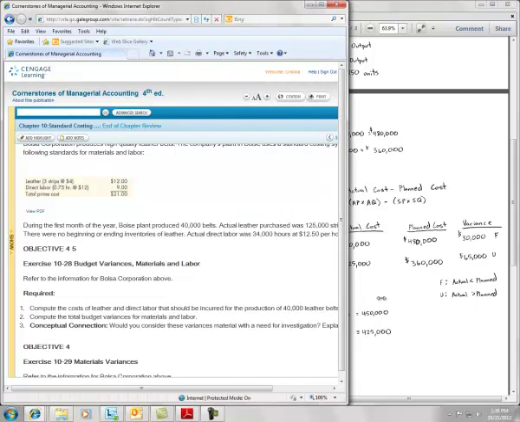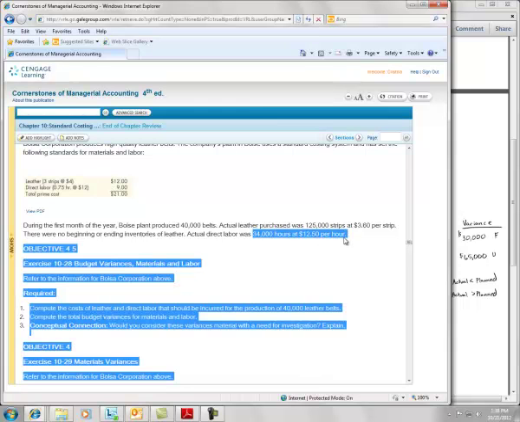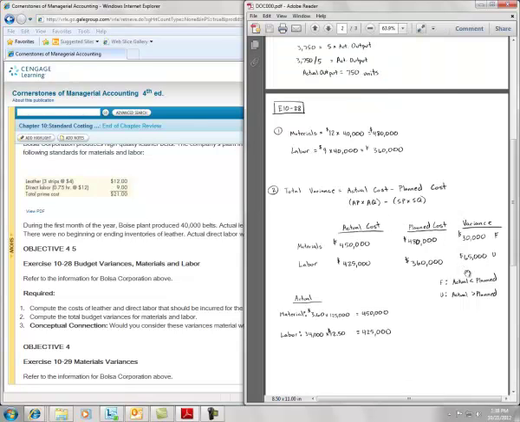Next, we can take a look at the labor. And again, we're given information in the problem. It tells us actual direct labor is 34,000 hours, and the rate is $12.50 per hour. Back to our solutions, just multiply this out. See that it's 425,000. Now have the final value for the table that we're trying to complete.